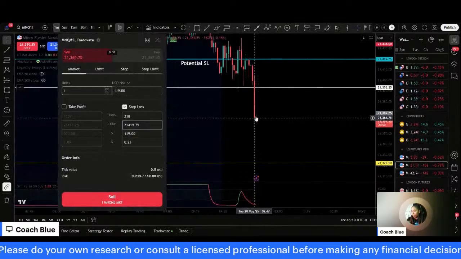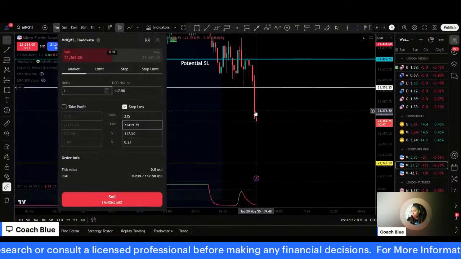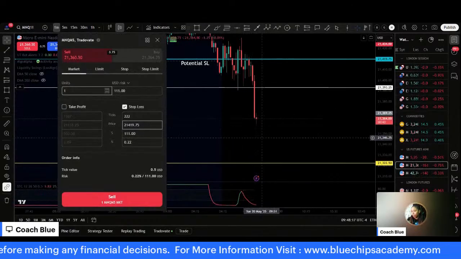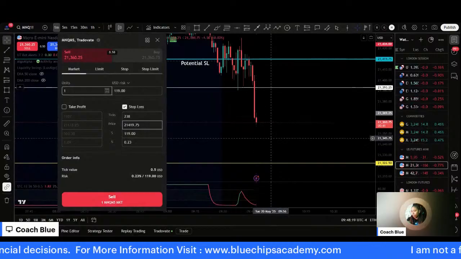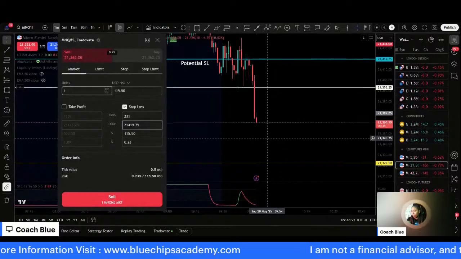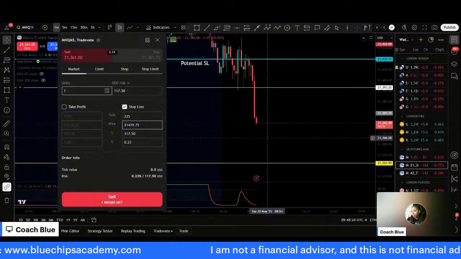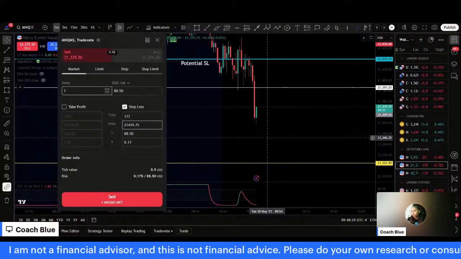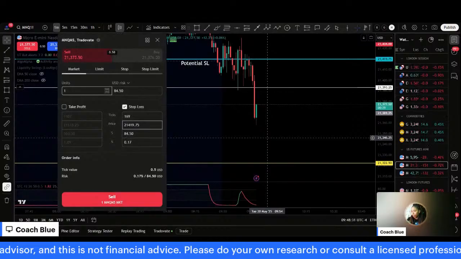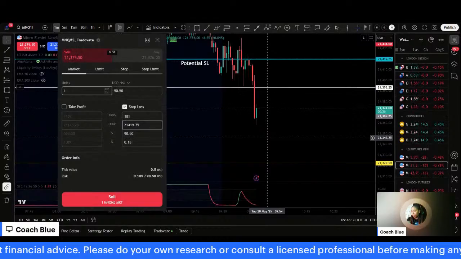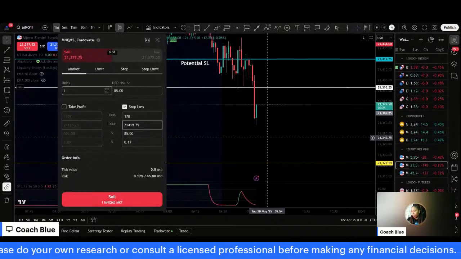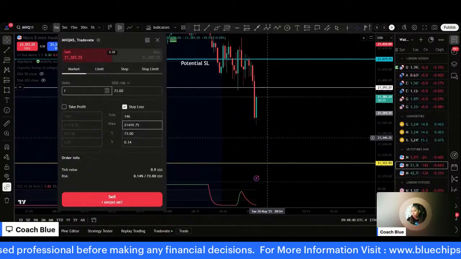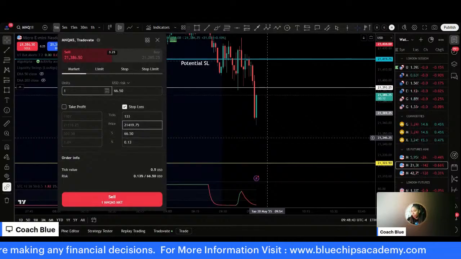So this will be considered a pullback here because it came back above this candle right here. Now let's see if we can get some continuation on the next candle. 35 seconds left on this candle. There's the pullback. That's what I wanted to see right here. Got to see the pullback.